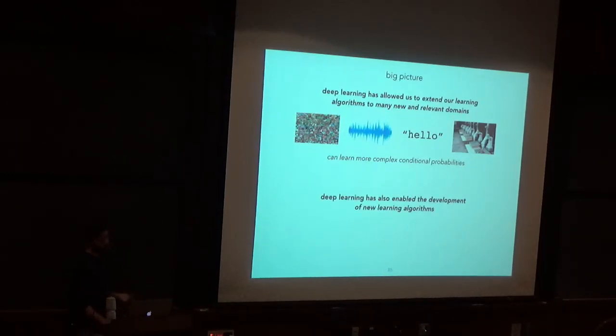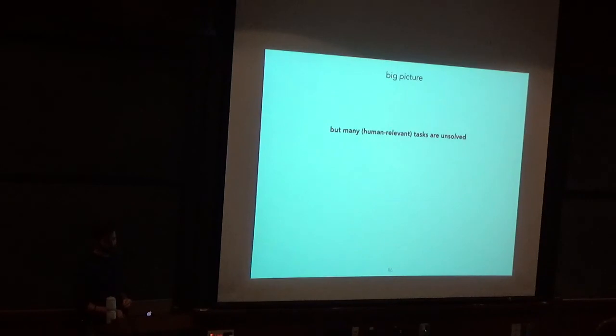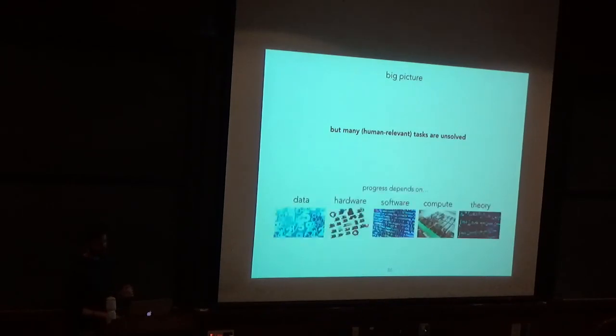There are some cases where new learning algorithms have been developed as a result of all this work in deep learning. And the main one I would point to would be generative adversarial networks, which I'll touch on in a later lecture on generative models. But this is a new idea that's come out of having networks that essentially are engaged in an alternating optimization procedure. So we have these amazing tools, but still there are a lot of tasks that are unsolved.